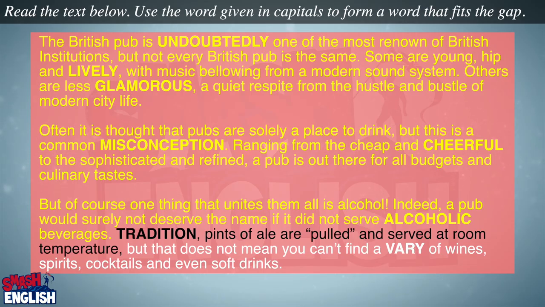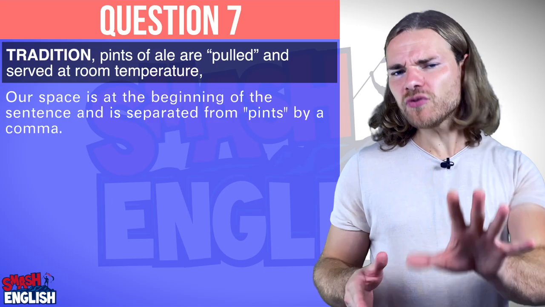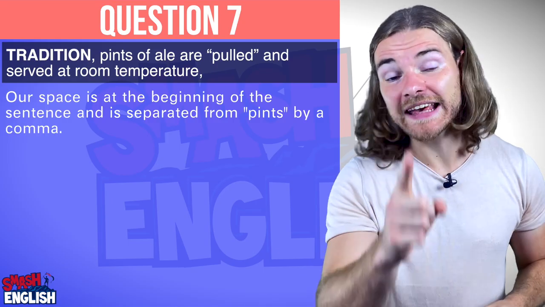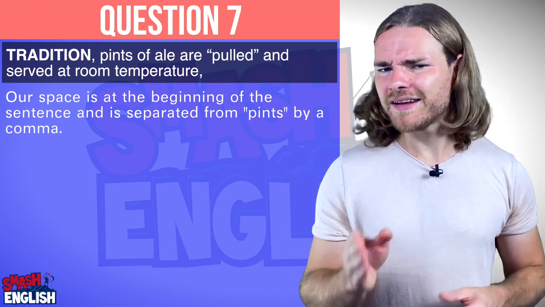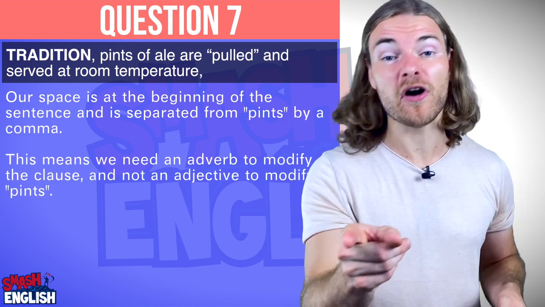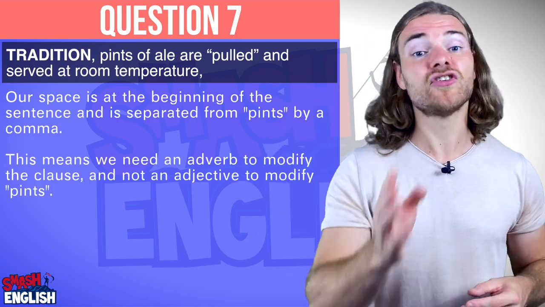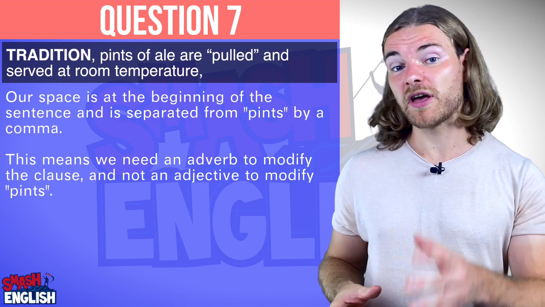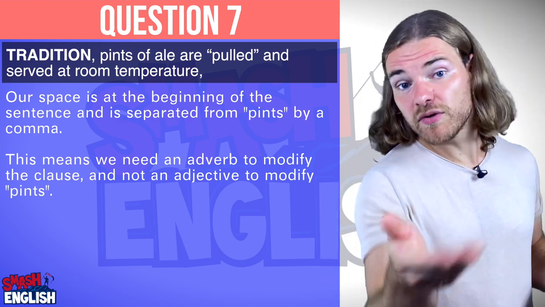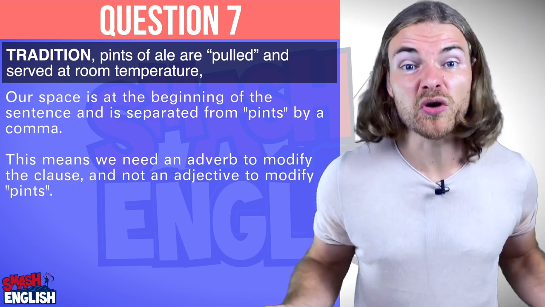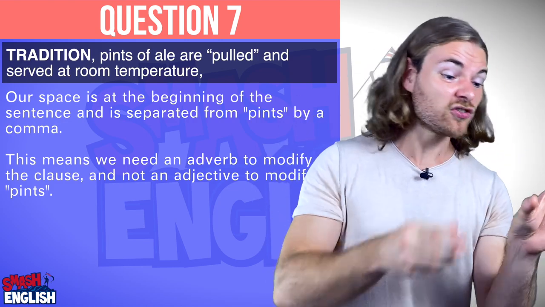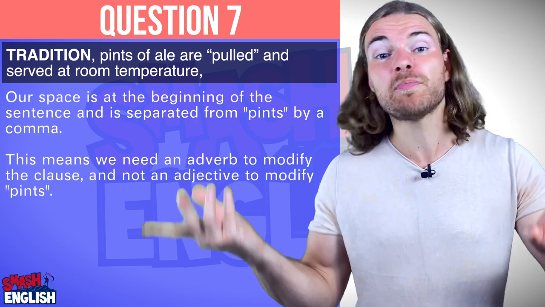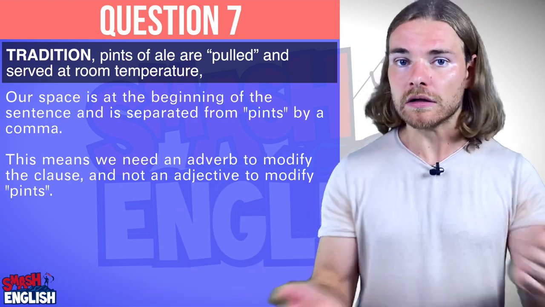Pints of ale are pulled and served at room temperature. Notice here that our word is at the beginning of the sentence and it is separated from pints by a comma. Now, this means that we need an adverb to modify the sentence and not an adjective to modify pints. This is a really important point, as if you don't notice this, you might take the word tradition and create the adjective traditional to describe pints, and then you would be wrong.